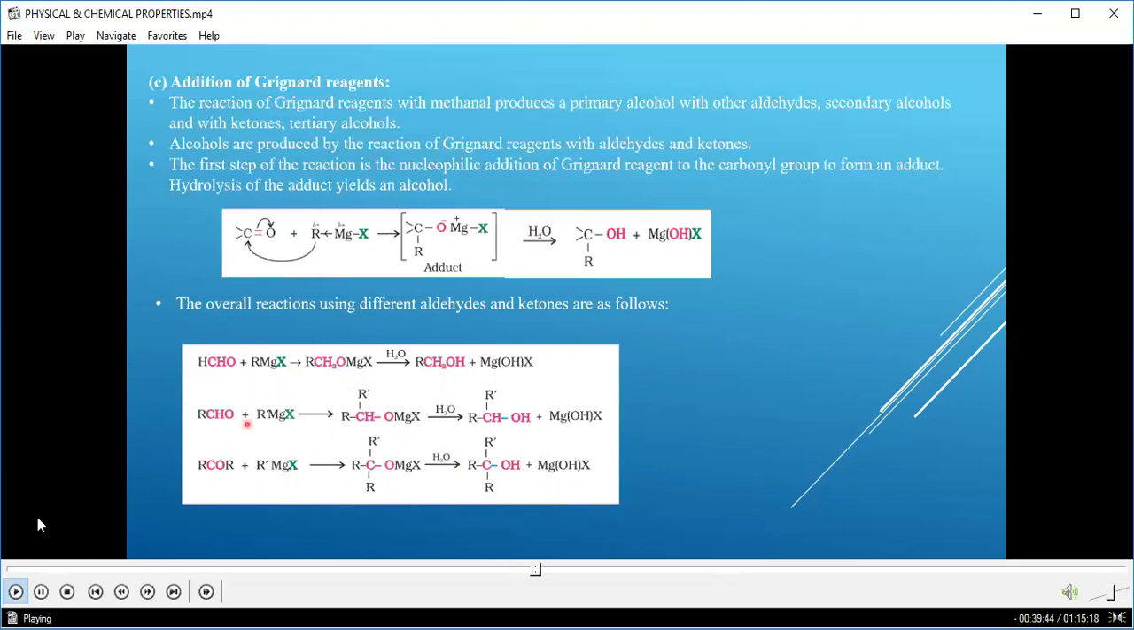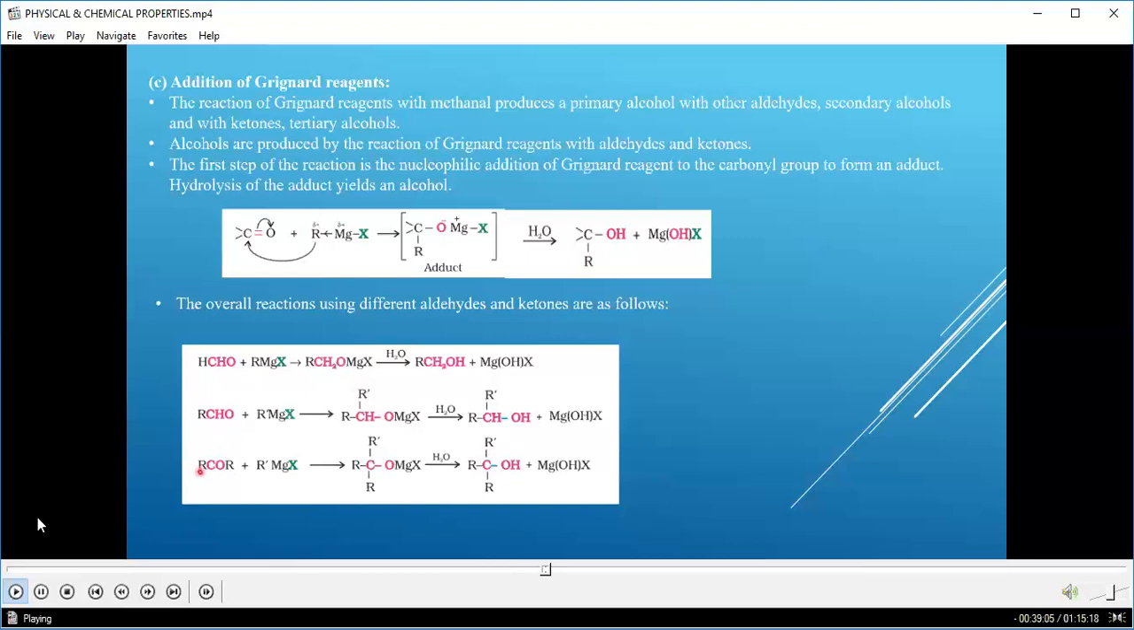So aldehyde, right? Plus RMgX. Now here R is given, right? So it can be any alkyl group. It can be methyl, ethyl, propyl, butyl, any alkyl group, plus R dash MgX. So you can check here from the reactant we have two alkyl groups attached, one of your Grignard reagent and the other, that is we have the aldehyde. In this manner we obtain secondary alcohol here from the ketone, that is RCOR.